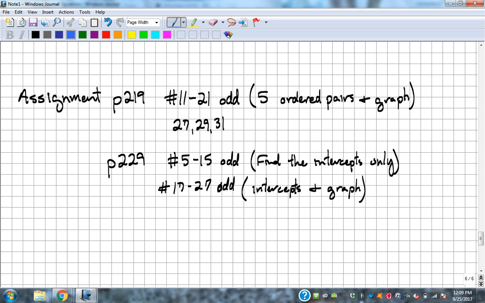Yes, ma'am. That's the table. Yeah, this is the table. Then these are the ordered pairs. These are just the intercepts. Yeah. The first page, 219, you're doing a table. 229, you're doing the intercepts. Okay. Then after we do 27, 29, and 31. And then 229 follows instructions there. And that'll get you going for this stuff today.